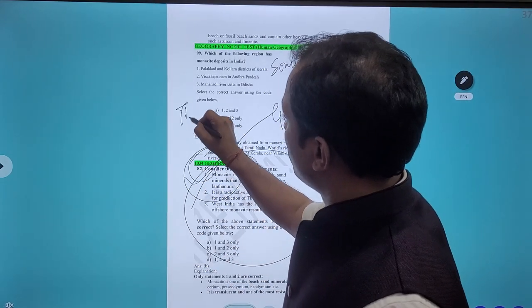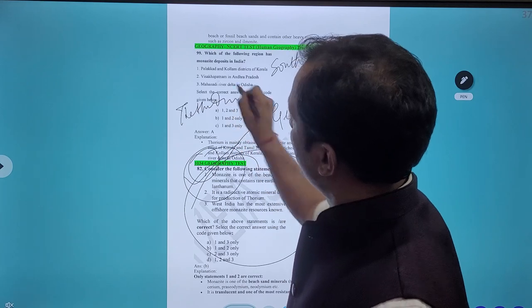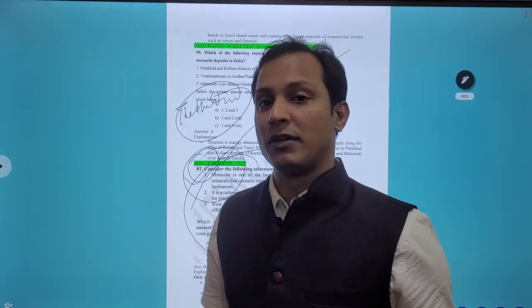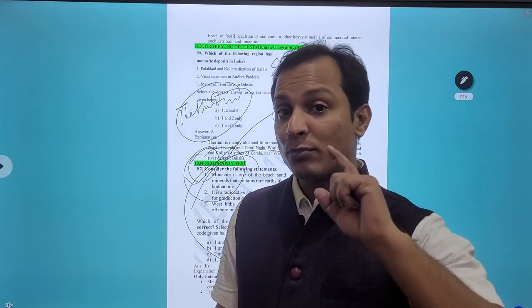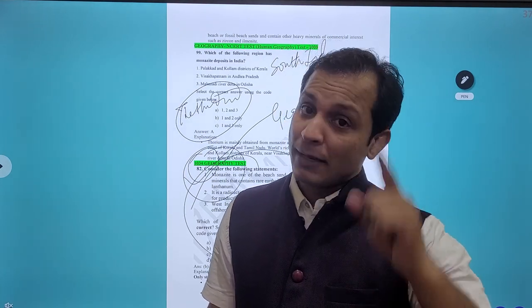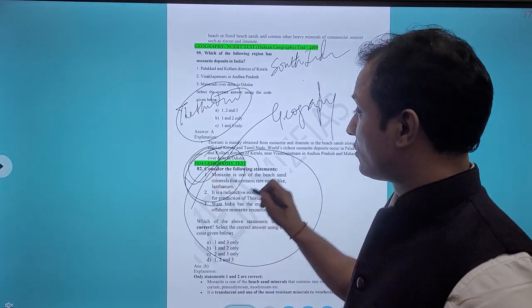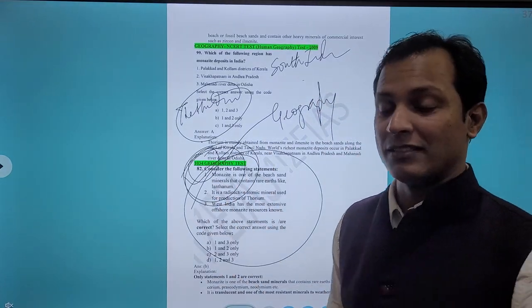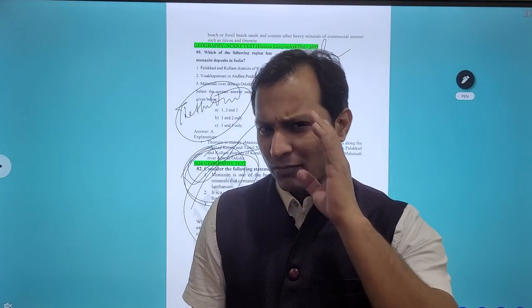I'll tell you, the newspaper also, the Hindu newspaper, it was in the Hindu newspaper, guys. I vividly remember, because I had read that and I put that question in the PPP also. I put that question in the FLT also. I put that question in the Optima test also, the 1034 guys. Just imagine.